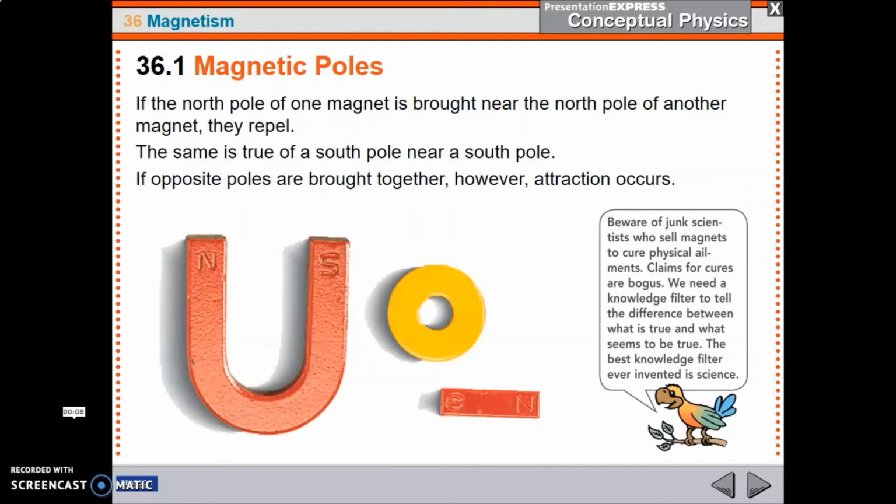If the north pole of one magnet is brought near the north pole of another magnet, they repel. The same is true of a south pole near a south pole. If opposite poles are brought together, however, attraction occurs.